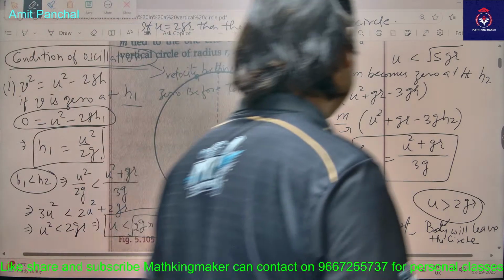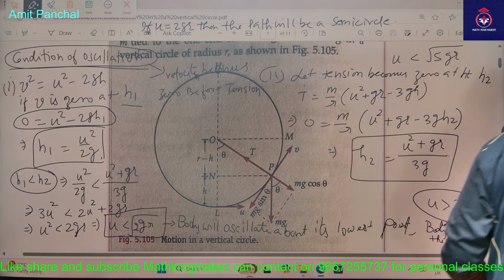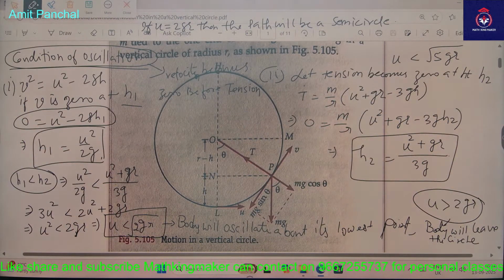So if u is less than root 2gr, the body will oscillate about its position. If u is equal to root 2gr, then the path will be a semicircle. And if u is greater than root 2gr, it will leave the circle, because it can break the tension.